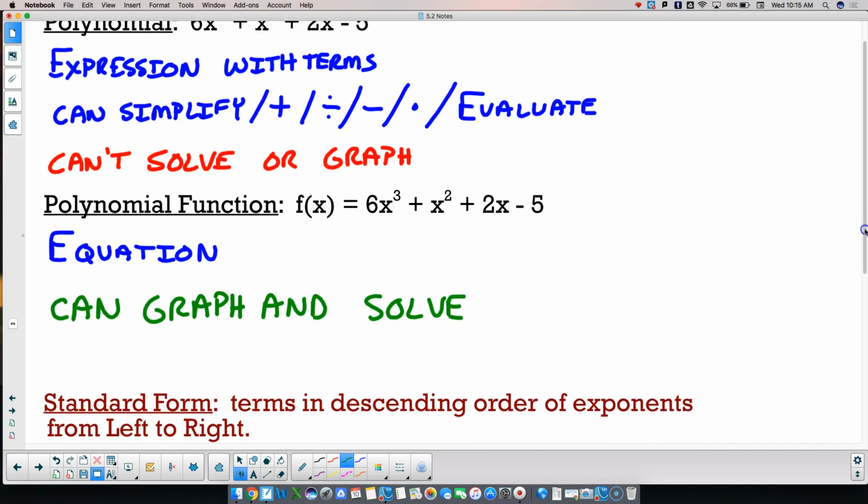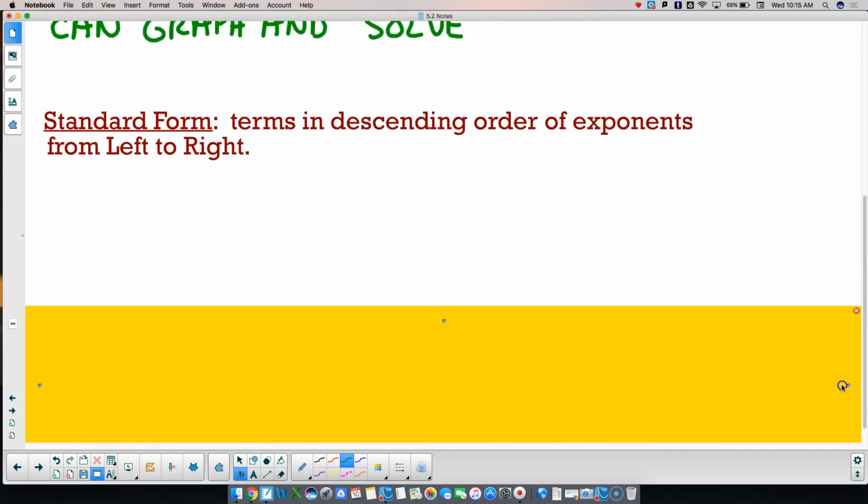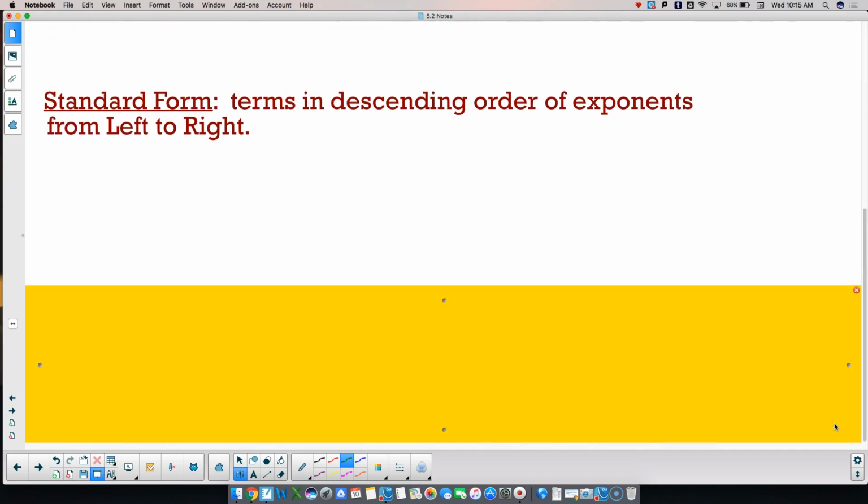Just so that we're on the same page, we should talk about the standard form of a polynomial function, or even of a polynomial. It works in both cases. So the standard form of a polynomial function is f of x is equal to, and then I look at the biggest exponent. So I look at all the exponents, I see which one's the biggest, and I write that term first.